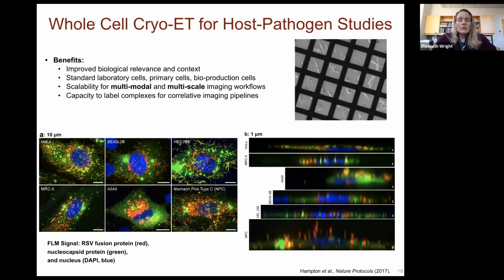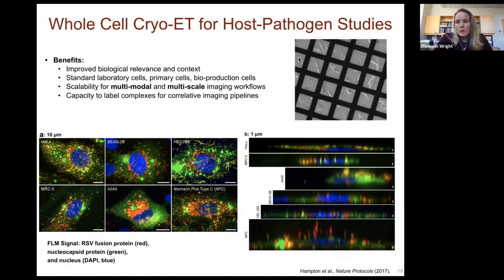And so this process is pretty simple. We can do any type of cell that you're interested in as long as we can adhere it to a grid surface. So we've used many standard cells, primary cells, bioproduction cells. This has a great level of scalability, so we can do multimodal, multi-scale imaging workflows. And we can label any complex within the cell or the virus so that we can really have a broad correlative imaging pipeline moving through this process.